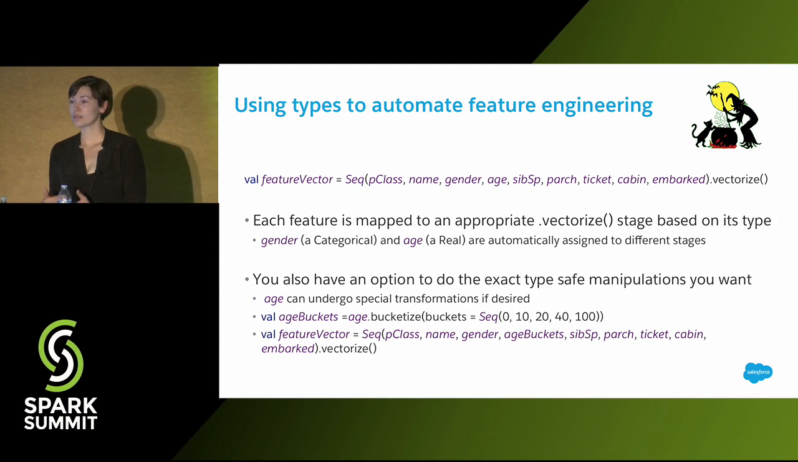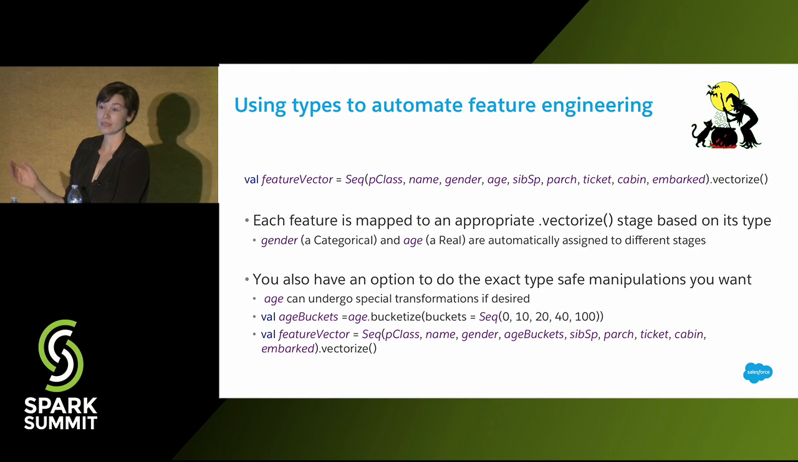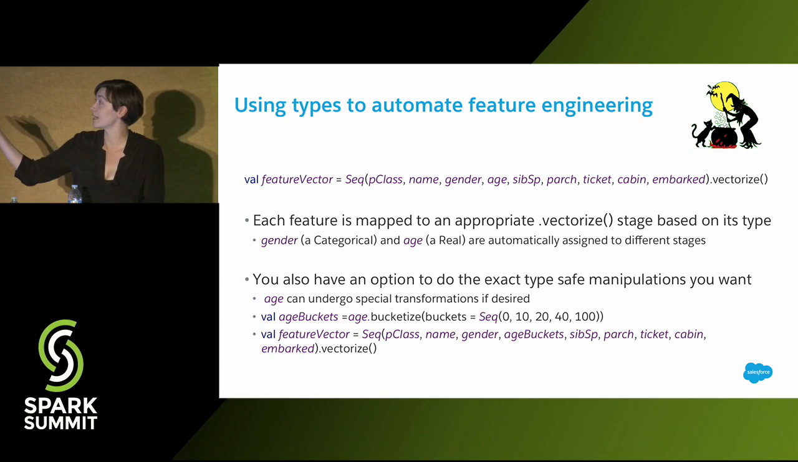But of course, you can go beyond that, right? So data scientists don't necessarily want our defaults, and they may want to inject some domain knowledge into what they're doing. And of course, we also allow that. So basically, if you know that age would be better treated as sort of relevant age buckets rather than a real number, you can do that with operations that are, again, type checked to be appropriate for that particular feature type. But you could do something like bucketize age.